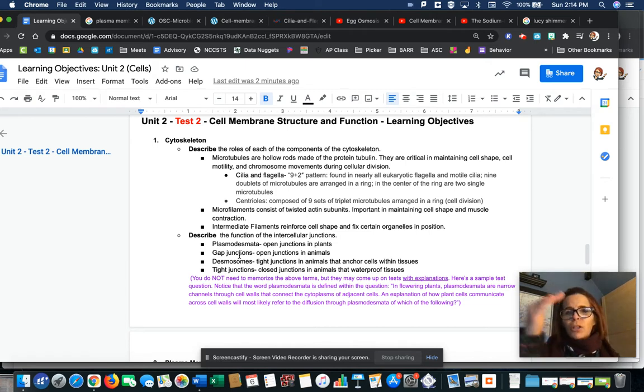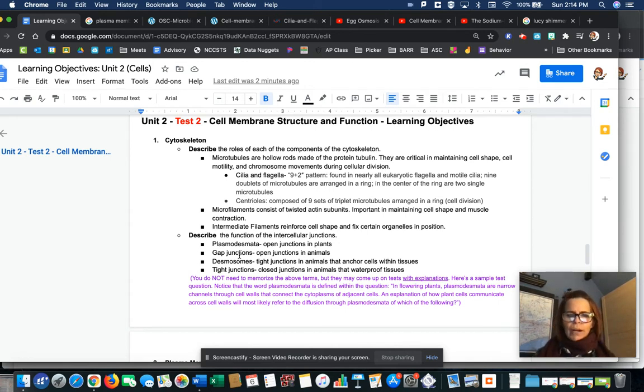All of the cytoskeleton is important in maintaining the cell's shape. But the microtubules are also important in cell motility, which refers to the ability of the cell to move, either internally or externally. And the microtubules are also important in the movement of chromosomes during cell division, which we're going to learn about in an upcoming unit. So right now you don't have to learn a whole lot about that.